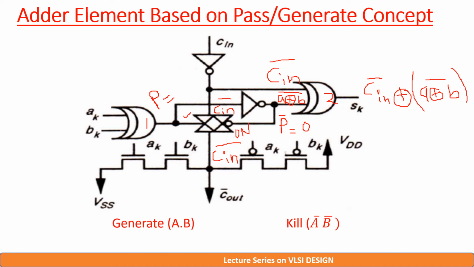Suppose propagate is 0, propagate bar is 1, therefore the TG will be in off state, thus Cout bar will depend on A and B. If A and B are 1, carry will be generated, and if A and B are 0, carry will get killed or deleted.